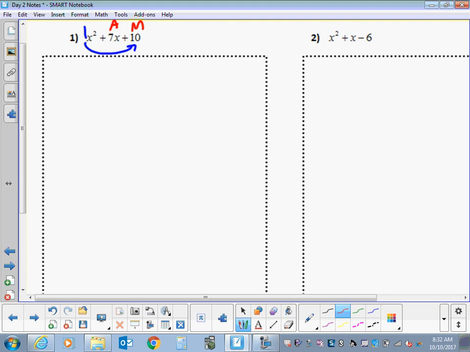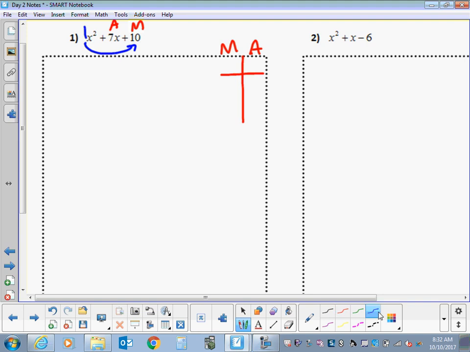Off to the side, doesn't have to be big, make a T-chart. Your T-chart is going to be MA, so it's basically opposite, AM, MA. The A stands for add, the M stands for multiply.